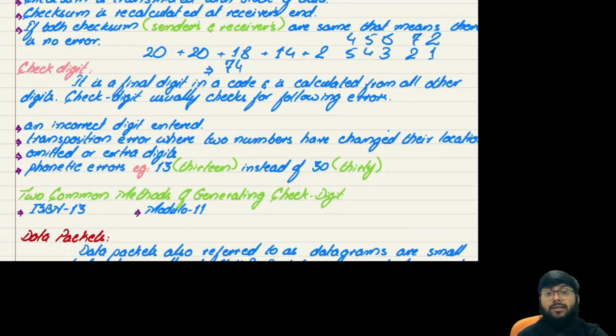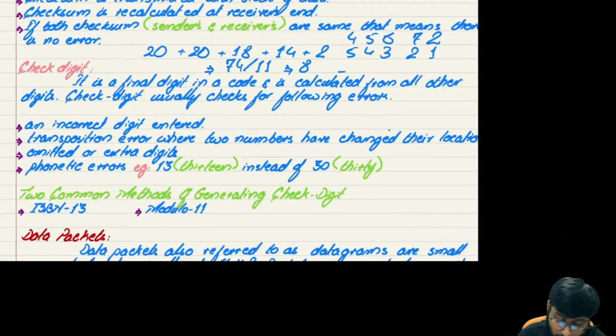But if the question is regarding a modulo 10, it will be divided by 10. Right now we are taking it by 11. So 11 times 6 is 66. That means the remainder is 8 over here. Now, if the remainder was 0, for example, say 77: 11 times 7 is 77, remainder is 0. That means the check digit is 0. If it is 0, you may say that the check digit is fine.